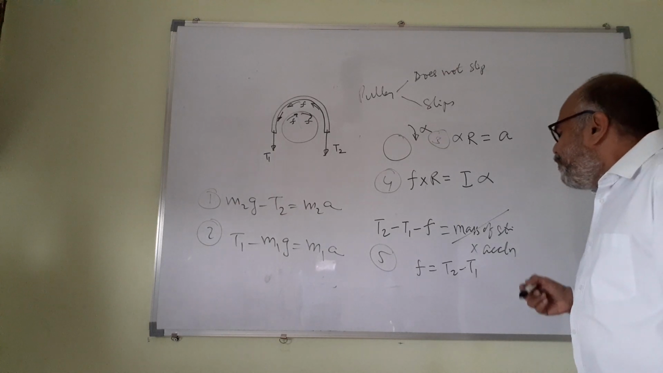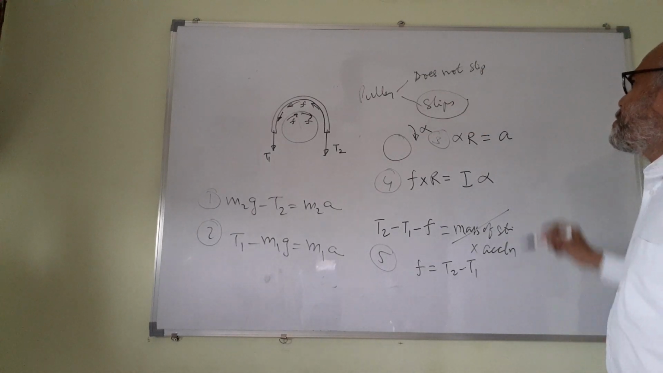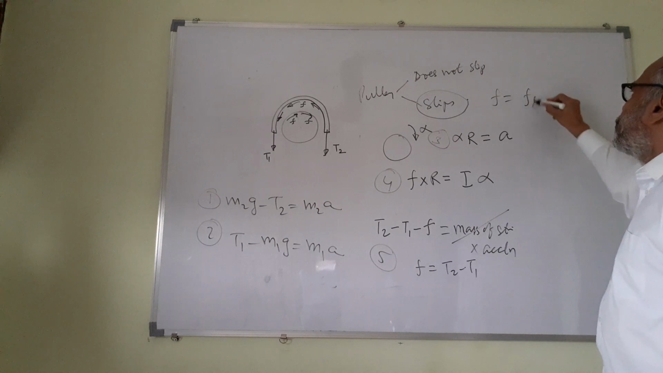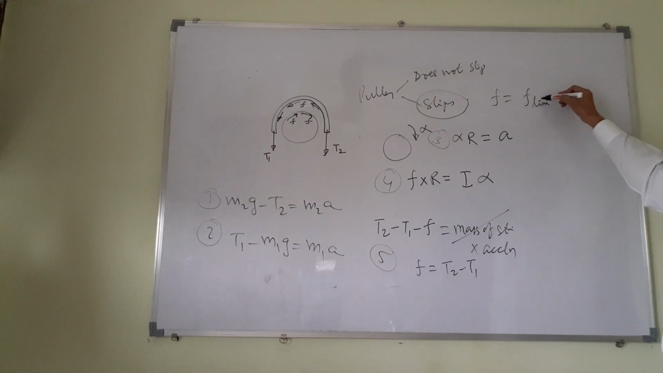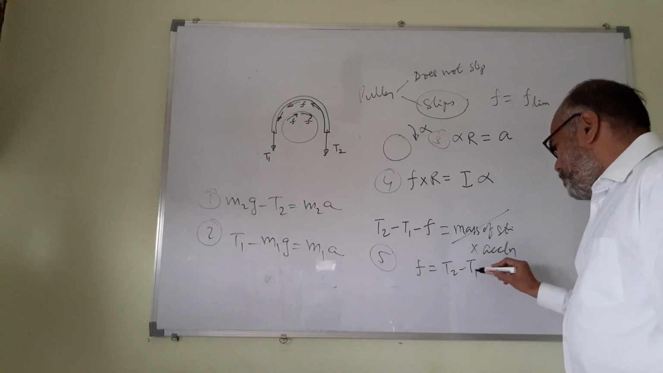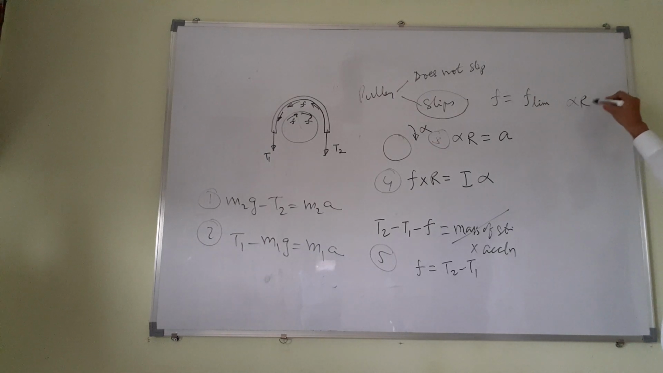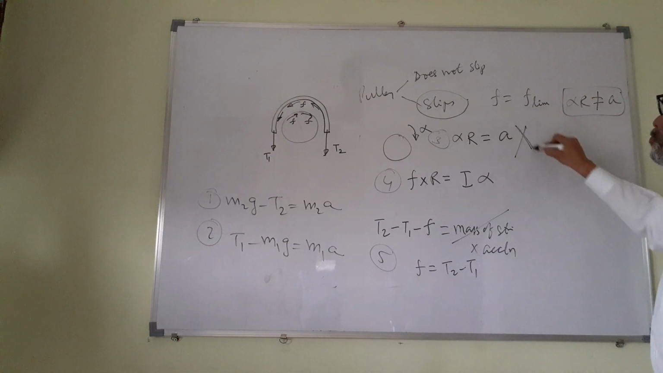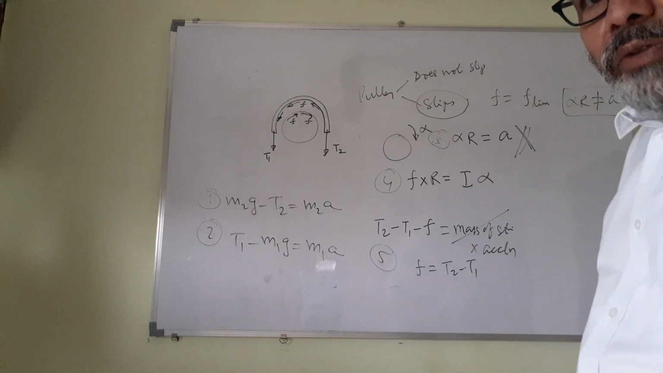Now, if there is slipping, then F will be equal to the limiting value of the frictional force, because there is slipping. So now we cannot say alpha r equals A. So this one equation is out. We now need a fifth equation.